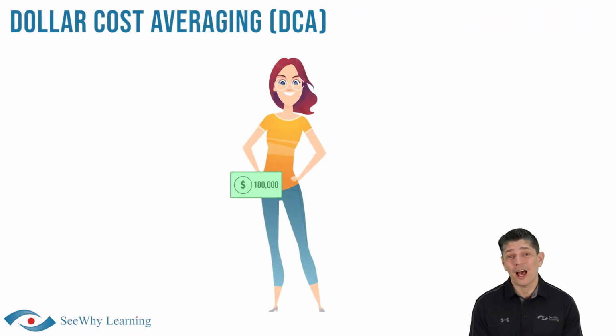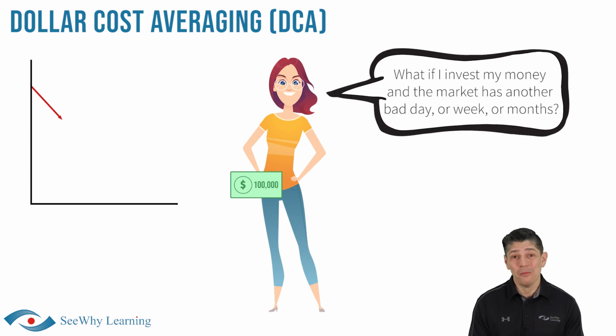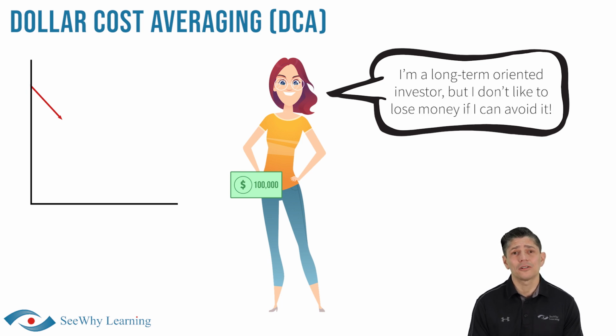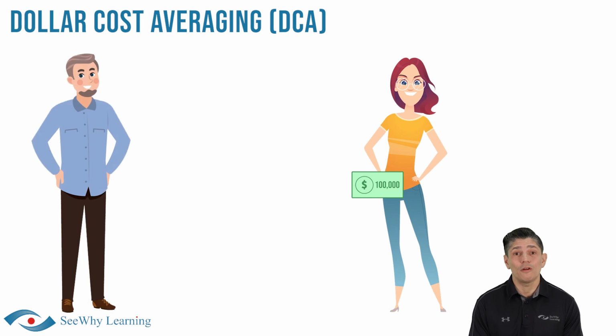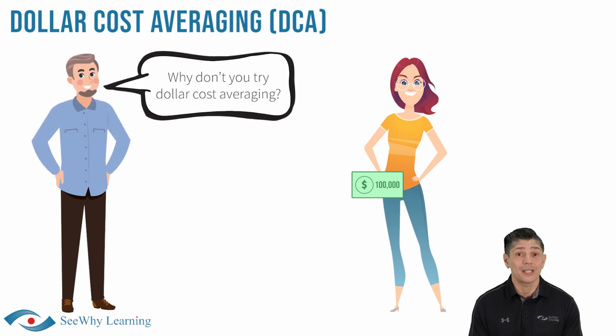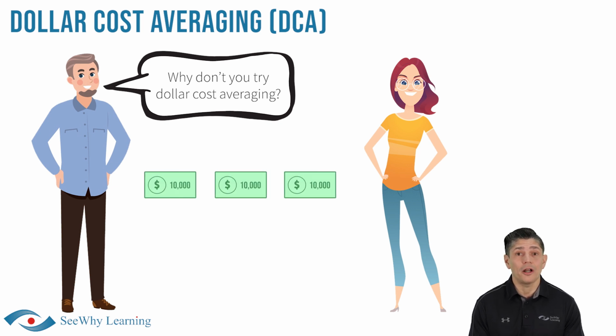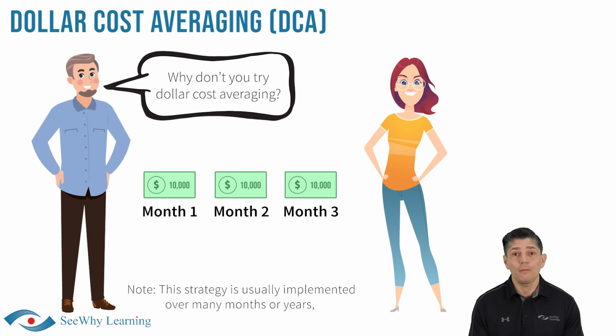Sarah inherited $100,000 that she would like to invest in equities. While she's investing for the long term, the market was down a whole bunch yesterday, and she worries, what if I invest my money and the market has another bad day? Or week? Or months? Sarah is a long-term oriented investor, but nobody likes losing money, even temporarily, if they can avoid it. Rather than make a lump sum investment, her advisor suggests that she implement a dollar cost averaging strategy. Under this strategy, she will invest a fixed amount on a monthly basis into a well-diversified mutual fund.